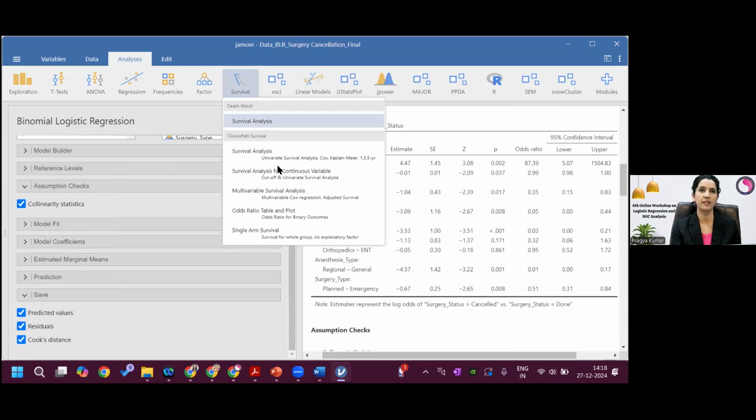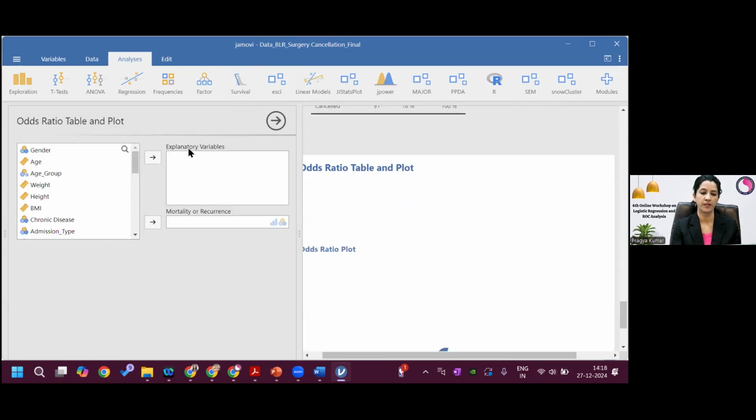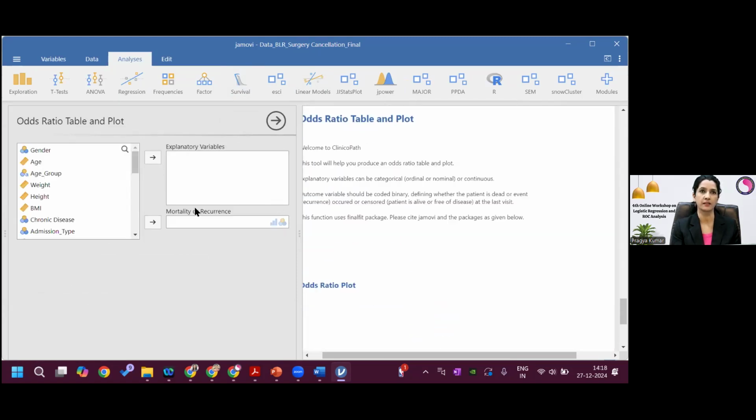In the survival menu, you can see there is an odds ratio table and plot. If you click this, you can enter all the variables here. There are no separate windows for the covariate and the categorical variable, so I will enter all the variables. Yesterday we saw that I removed two or three variables like chronic diseases, but right now I'm entering all these variables just for demonstration.